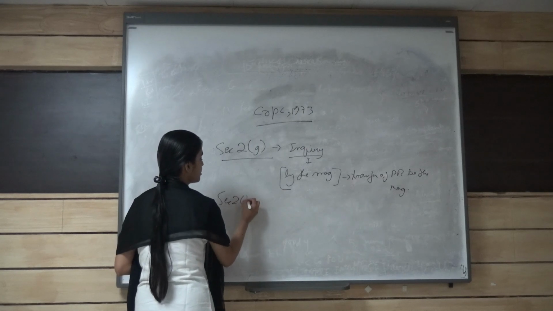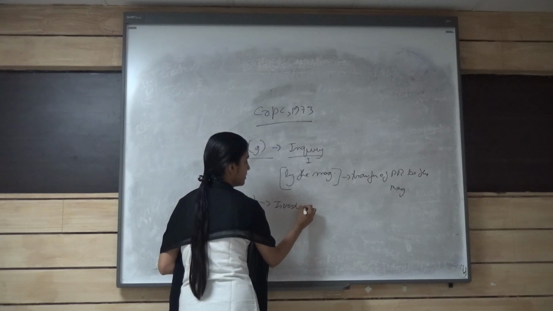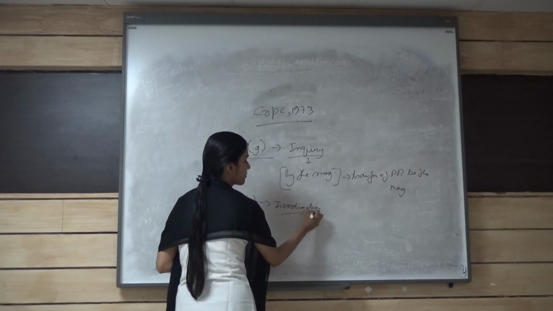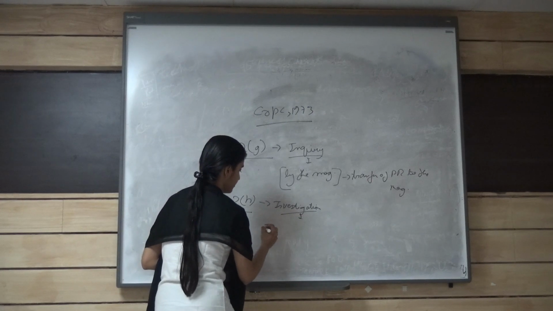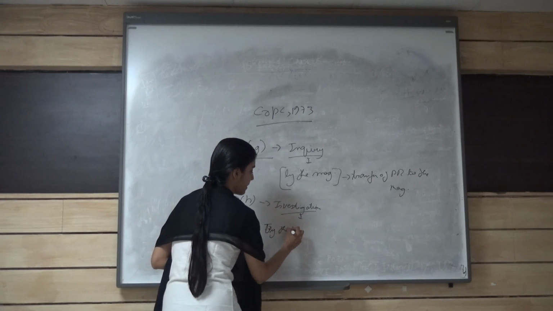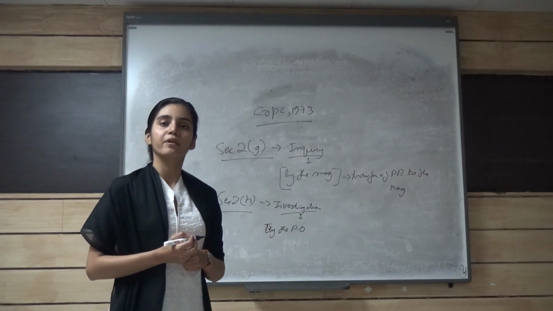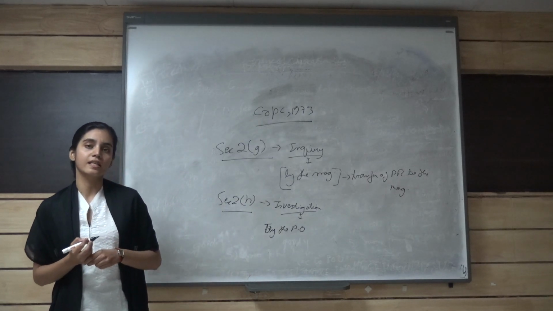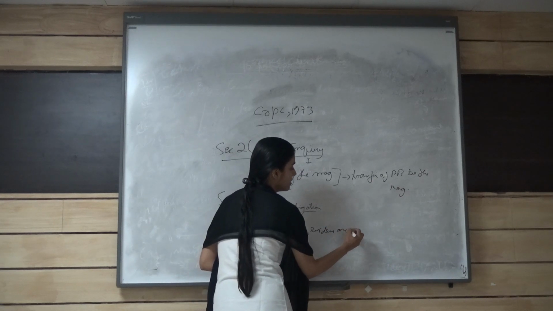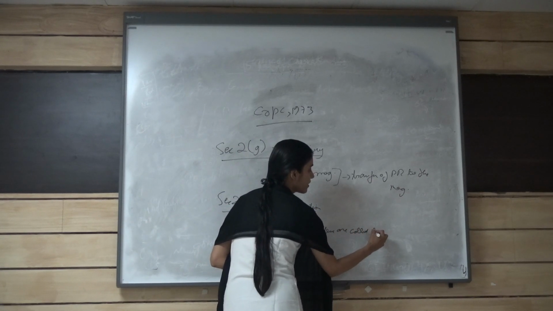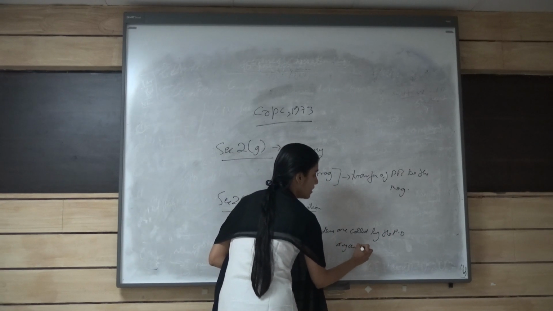Section 2H is the investigation. So investigation is done by the police officer. It is done by the police officer to investigate the case, to find out the evidence, what are the offences and what evidence is collected by the police officer against the accused.